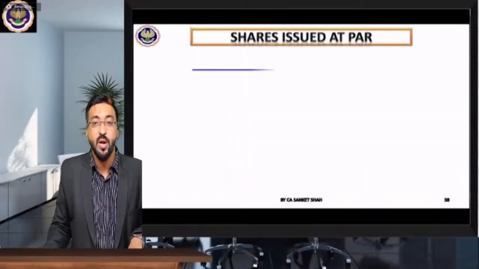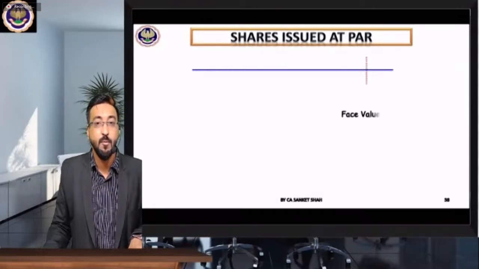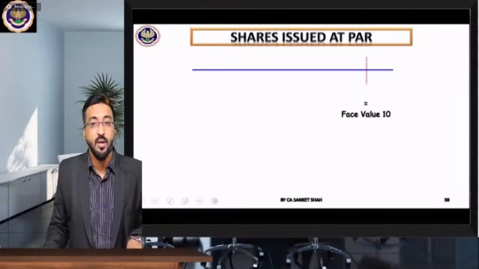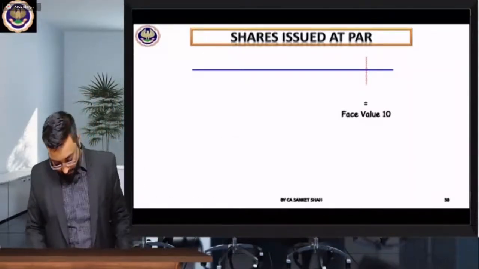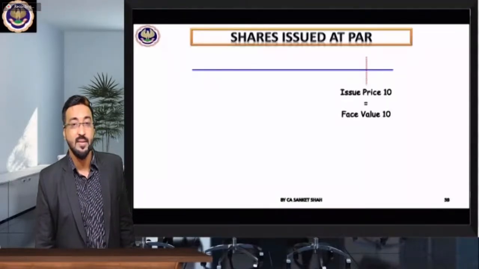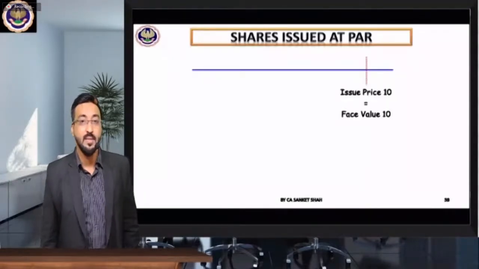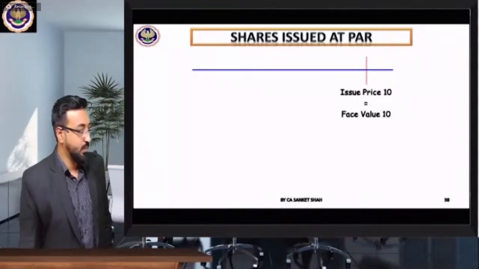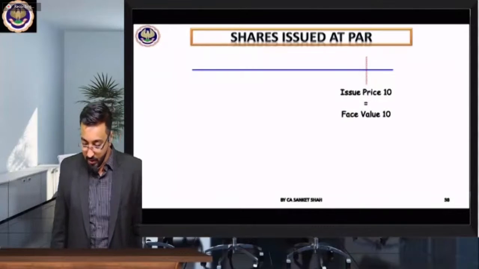Yes. Issued at par means, beta, if your face value is rupees 10, issue price is also 10. Face value and issue price are same. It's called as par. Par means face value is equal to issue price. In very simple language.